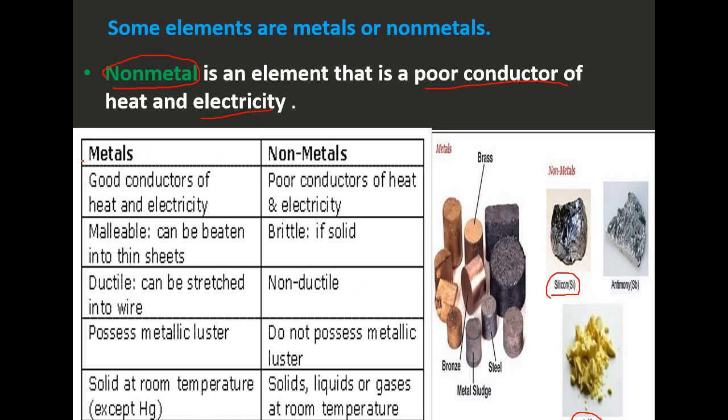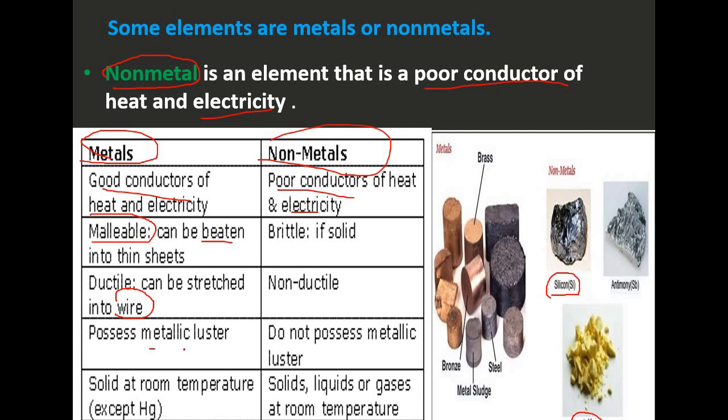This is a comparison between metals and non-metals. Metals are good conductors of heat and electricity, while non-metals are poor conductors. Metals are malleable, as they can be beaten into thin sheets, like iron or steel. Ductile, they can be stretched into wire, like copper, while non-metals are brittle and non-ductile.